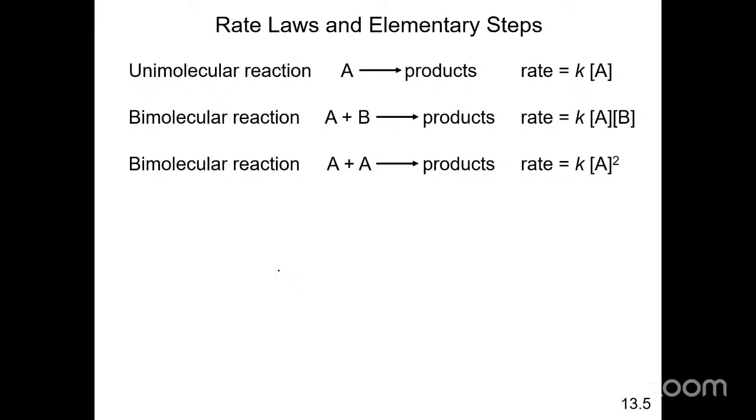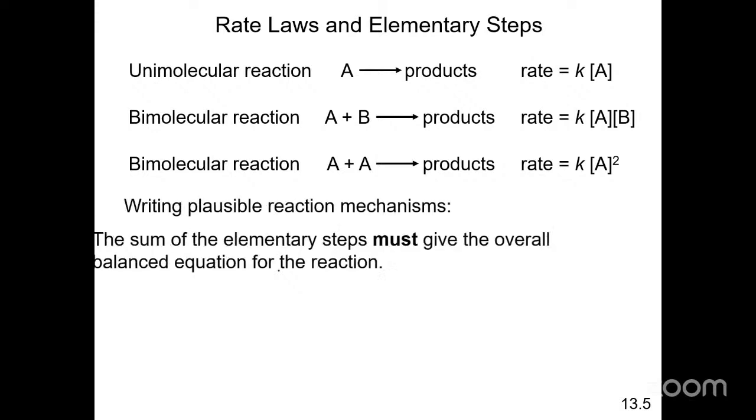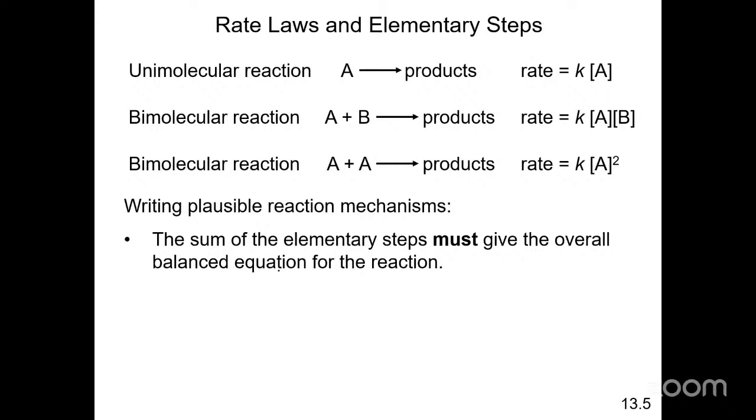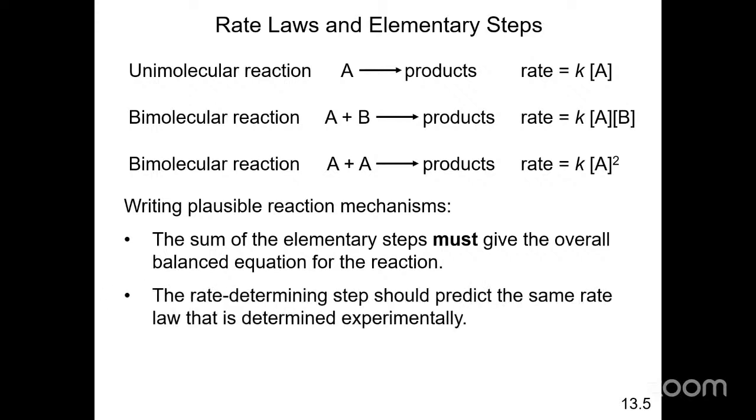So these are basically the possibilities in terms of how you write down the rate laws simply based on the molecularity of an elementary step, all right? So just to summarize what we were discussing just now and previously, when you're writing a plausible reaction mechanism, the sum of the elementary steps must be such that when you add them together, you get the balanced equation for the reaction. Now, this term here, I'm introducing for the first time. The rate determining step should predict the same rate law that is determined experimentally.